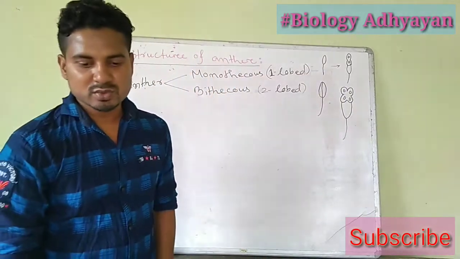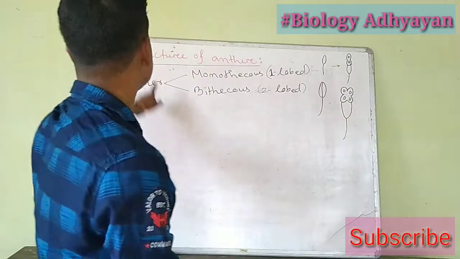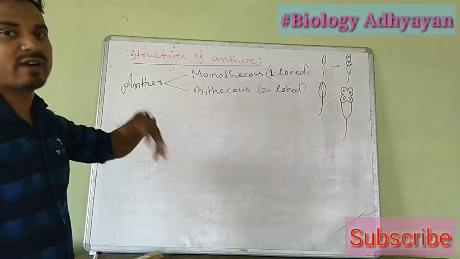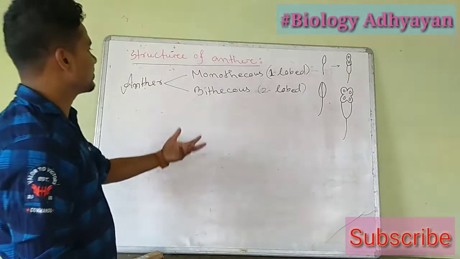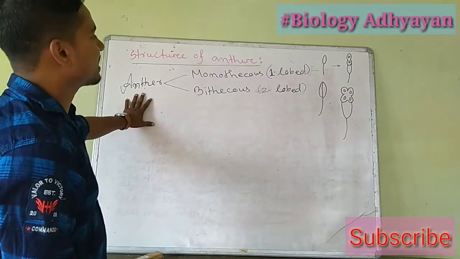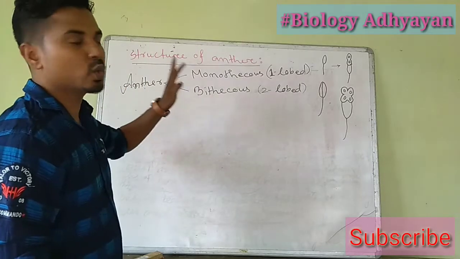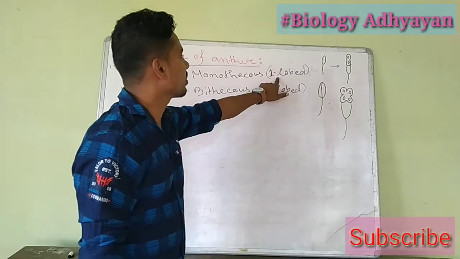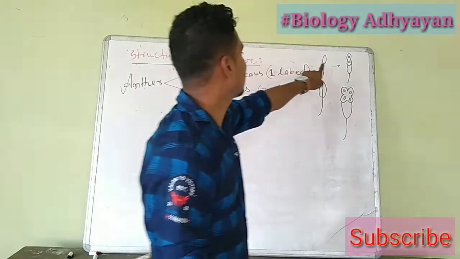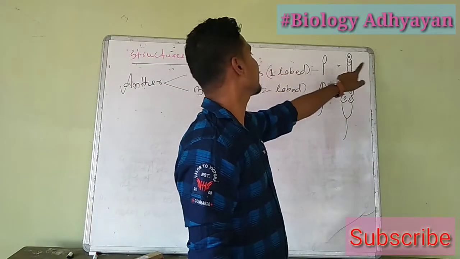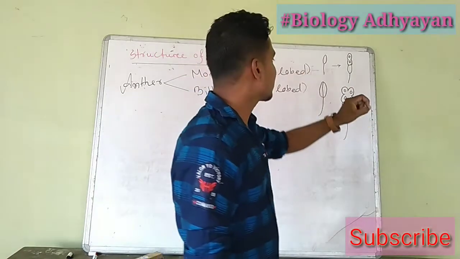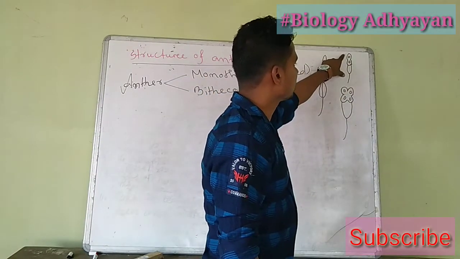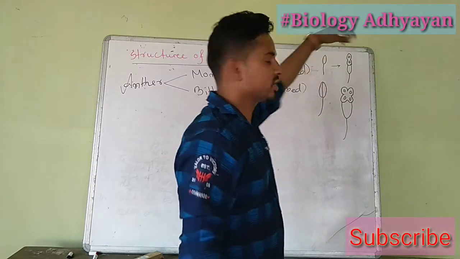Today we are going to discuss the internal structure of the anther. You have already come to know in our previous lecture that anthers are basically of two types. One is called monothecous, which contains only a single lobe and looks like this. And if you take a transverse section of it, it will look like this from the upper position.